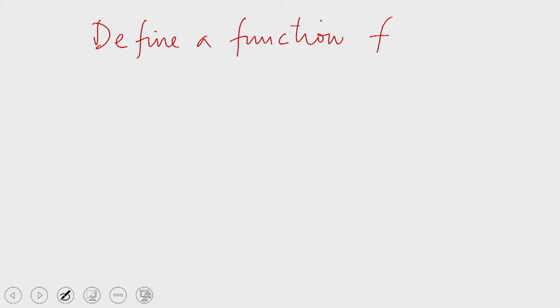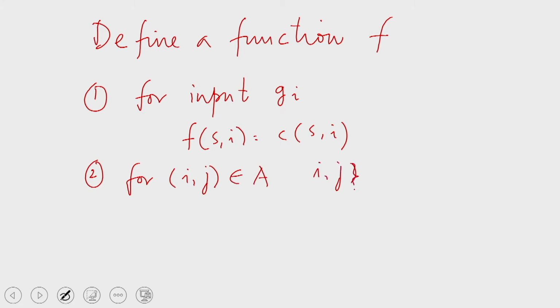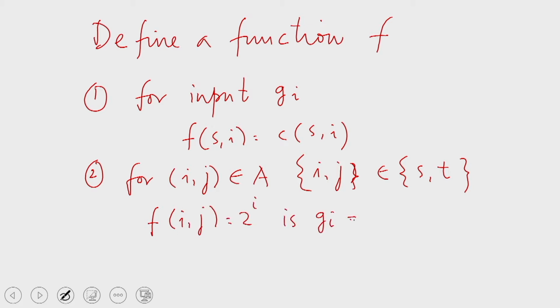After defining the function f, we shall claim that f is a flow and shall show that it is in particular a max flow. So we define flows in this manner. For an input gi, f of Si is defined as C of Si. So all the edges from S to I are saturated. For any ij belonging to the network where neither I nor j is S or T, we define f of ij as 2 power I if gi evaluates to 1, 0 otherwise.